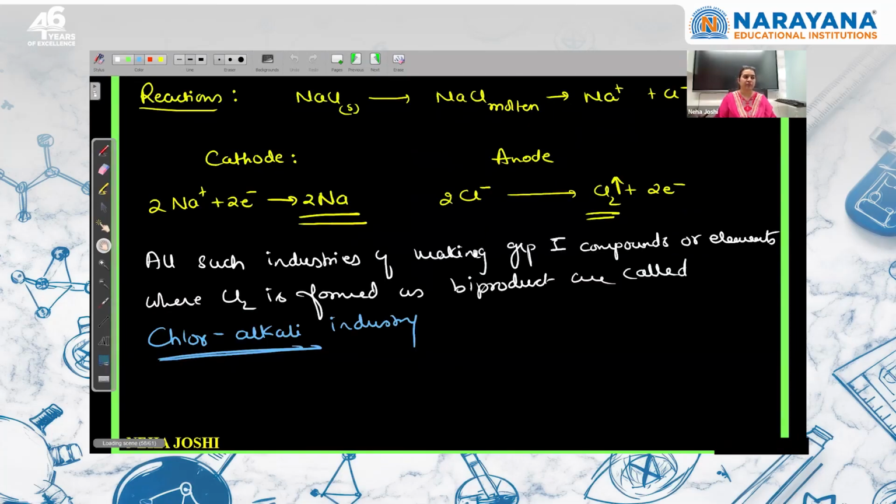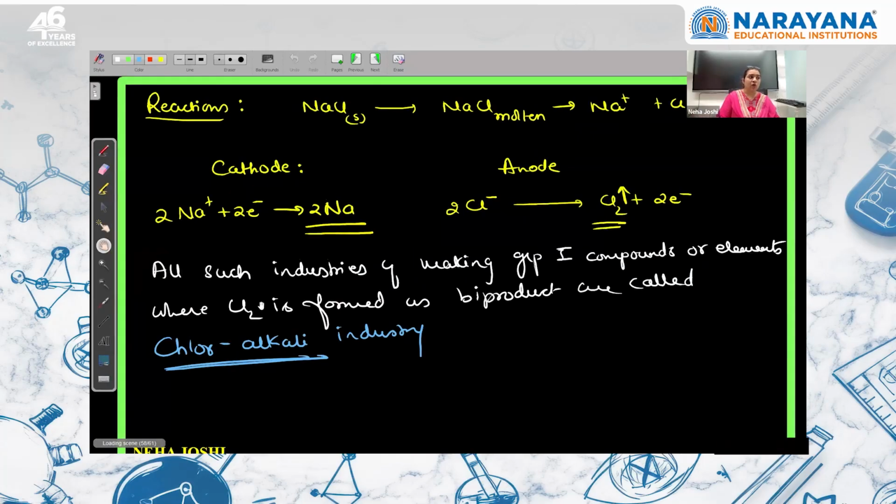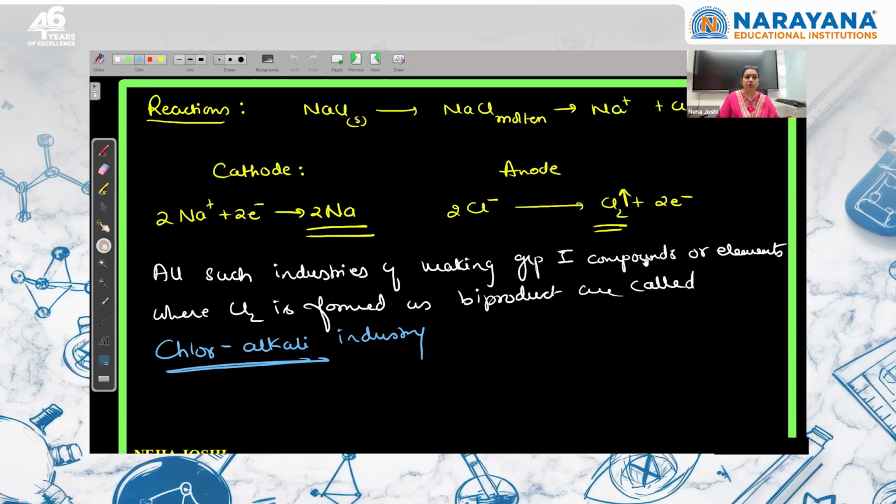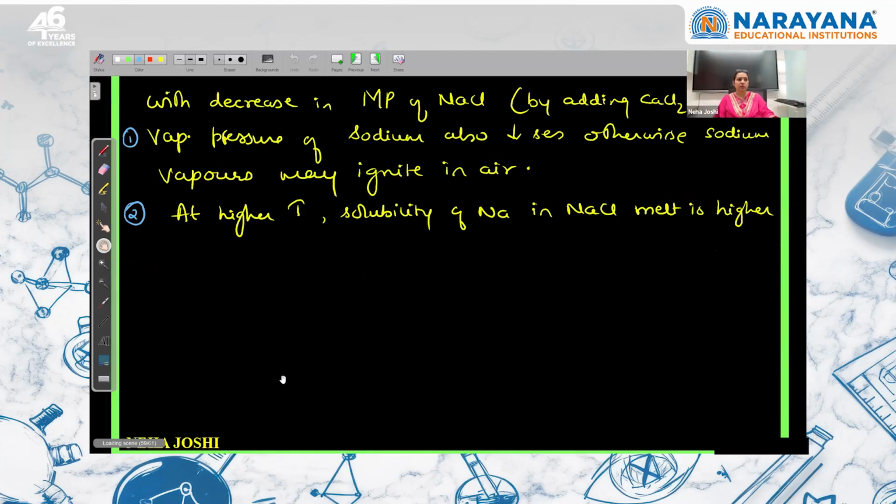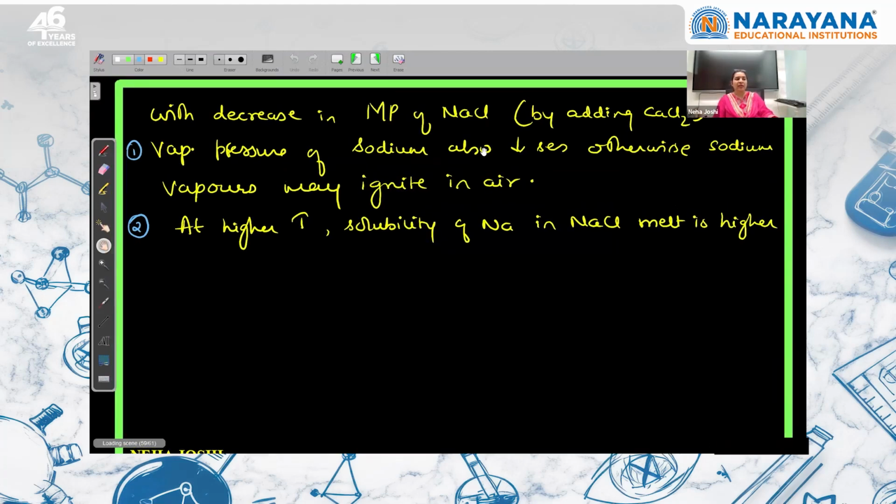These are the reactions. Now, in all such industries of making group 1 compounds or elements where chlorine is formed as a byproduct, chlorine itself is commercially important, no? So it is an important byproduct. So we call all such industries chlor-alkali industry. Okay, so it is one of the important industries, chlor-alkali industry.